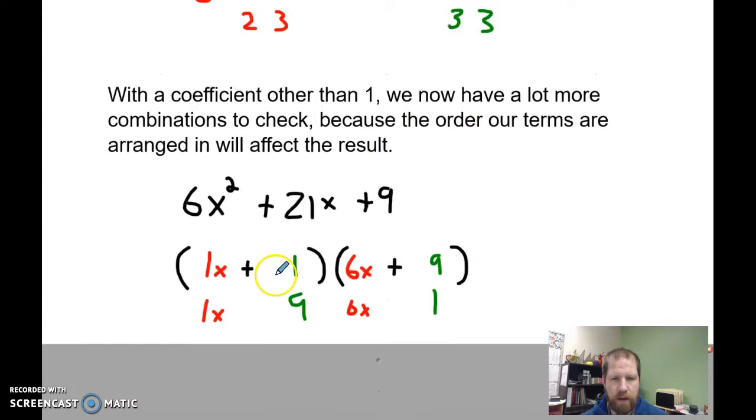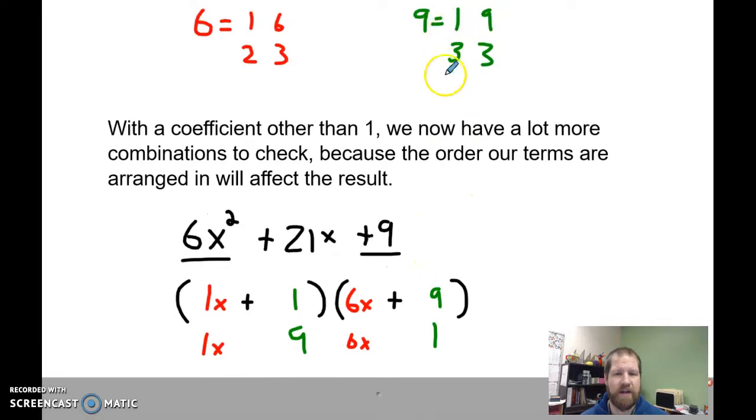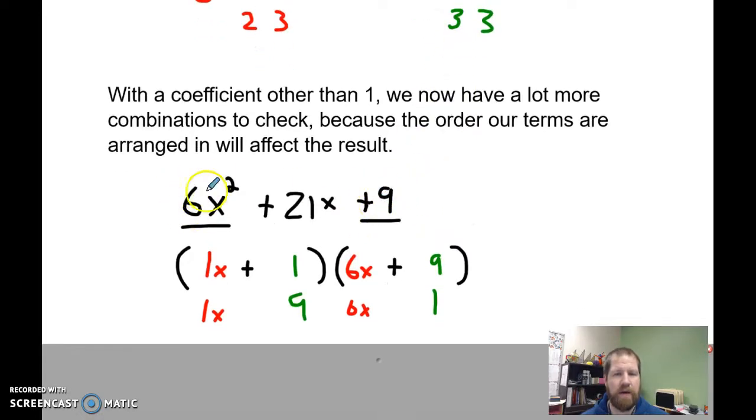So let's figure out what this is. All of these are going to end up with 6x squared and 9. That's what looking at my factors is going to give me. So I don't have to worry about calculating those out. What I'm looking at is my first term multiplied by my second term in my second binomial, and my second term in my first binomial multiplied by my first one. I'm looking for that middle term. So do these give me the correct middle term?